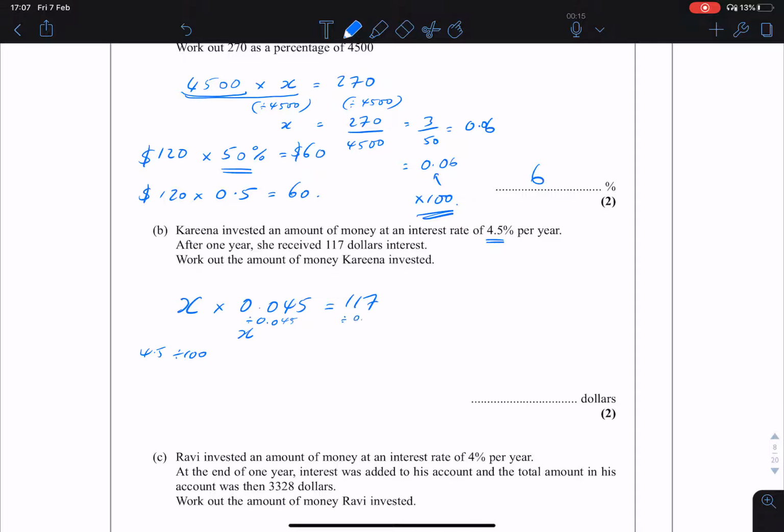Divide by 0.045. And we get 117. I can't do that in my head. 117 divided by 0.045, which is 2,600.